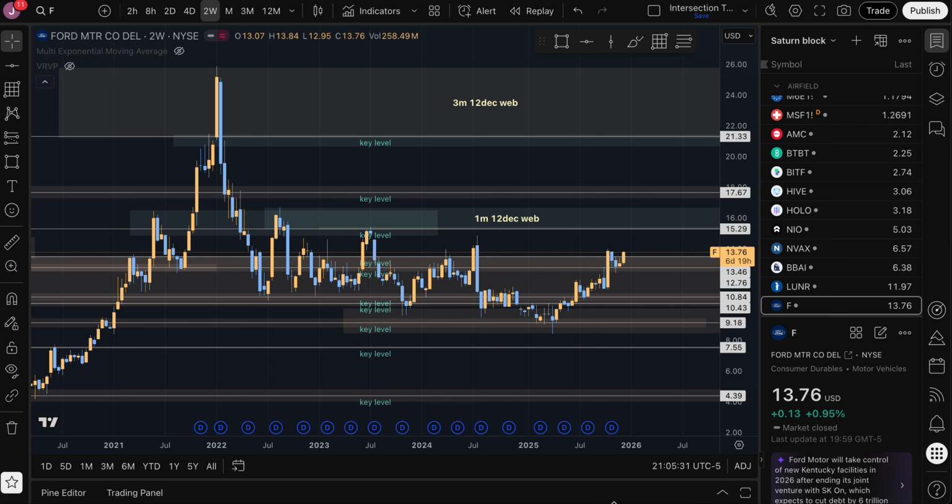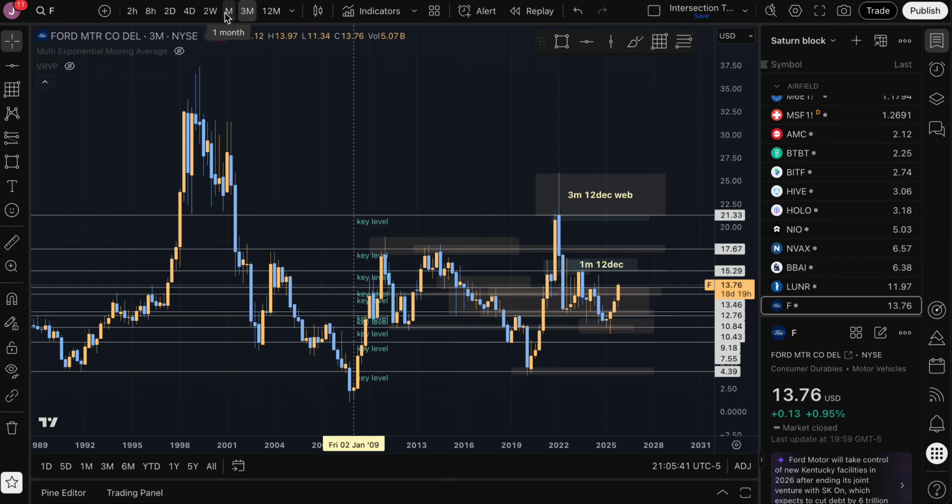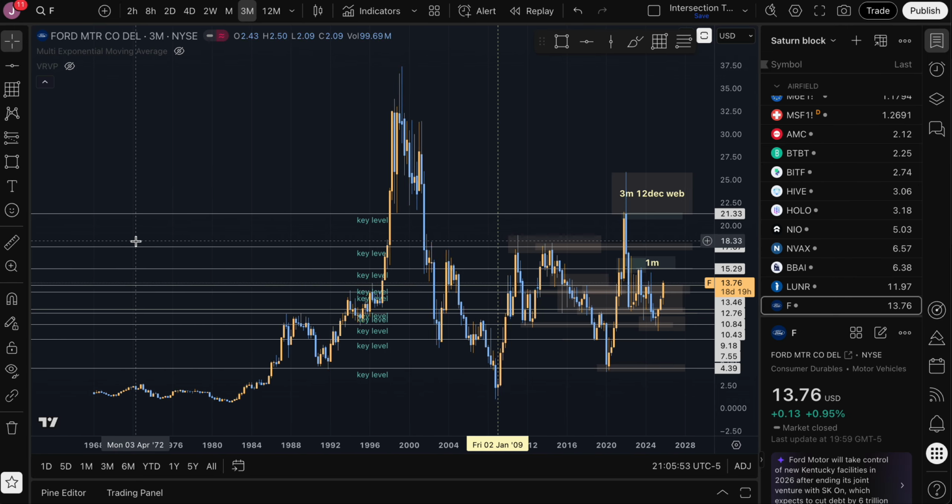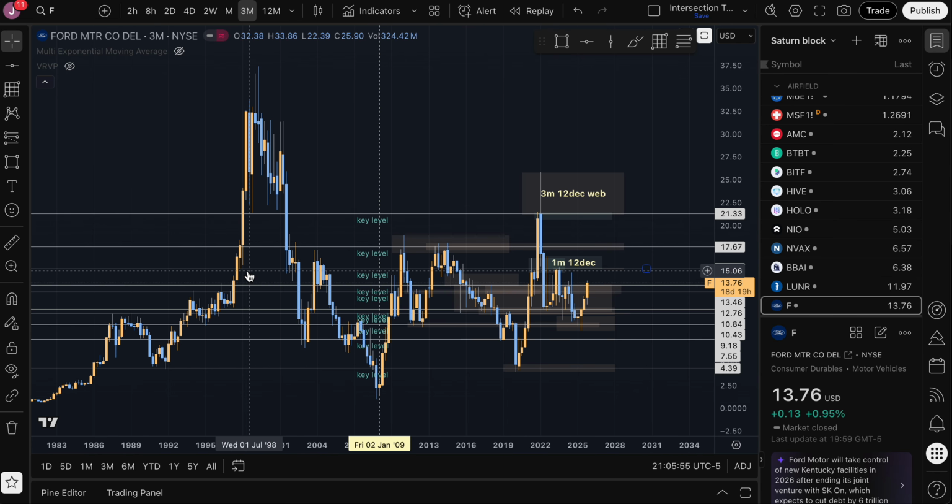Okay, welcome back. We've just marked up the key levels for Ford, ticker symbol F, on the 3-month and 1-month time frames, which you can see in the last video. We took all these key level finding blocks back to 2009, just so we didn't go back all time. There's just so much going on, and then we'd get a lot of overlapping key levels.